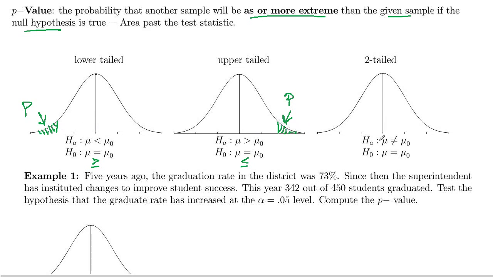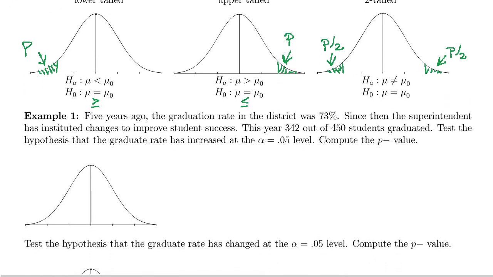For a two-tailed test, that's when your null is equal and your alternative is not equal. And in this case, our test statistic could be on the right-hand side, or it could be on the left-hand side. And then the p-value is both of those pieces together, so each piece is half of the p-value geometrically. And then we can use the distribution calculator to find those areas. So let's go ahead and put this to work, and we'll find some p-values here.